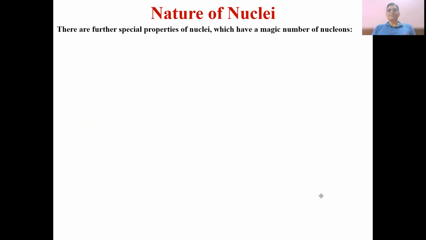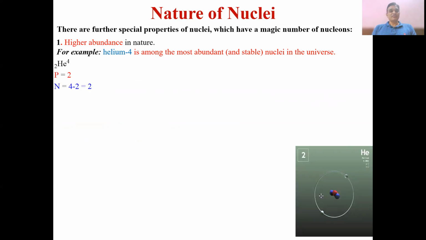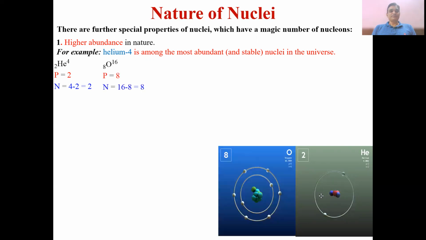There are some further special features of nuclei which have magic numbers of nucleons. Point number 1, they have higher abundance in nature. For example, helium is among the most abundant nuclei in the universe, having both magic numbers of protons and neutrons, that is, a doubly magic nucleus. Similarly, oxygen-16, calcium-40 and lead are all doubly magic nuclei. They are found to be the more stable nuclei in the universe.